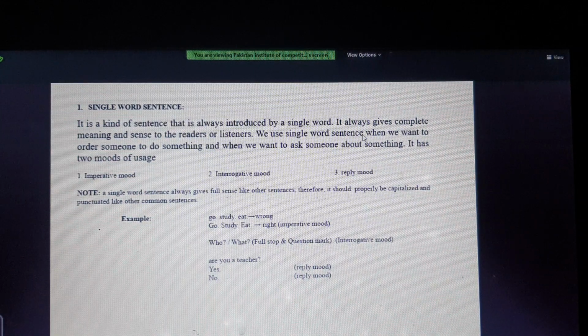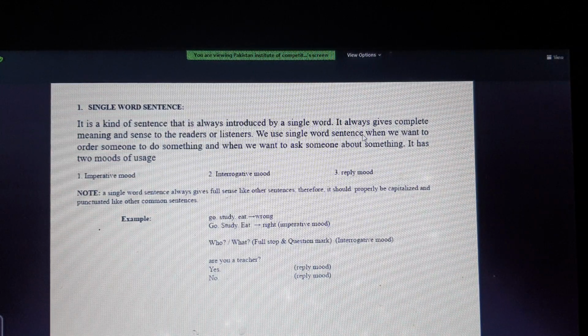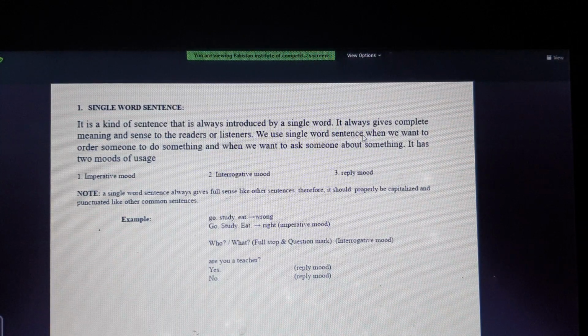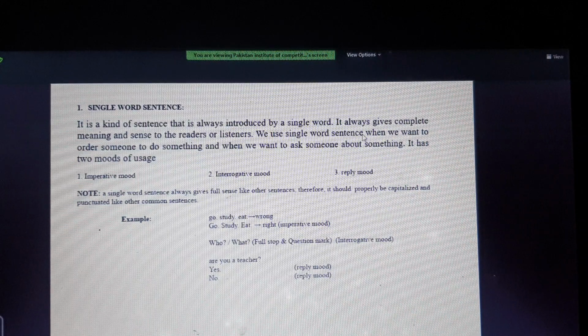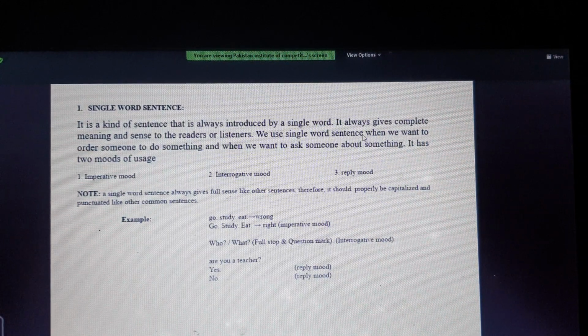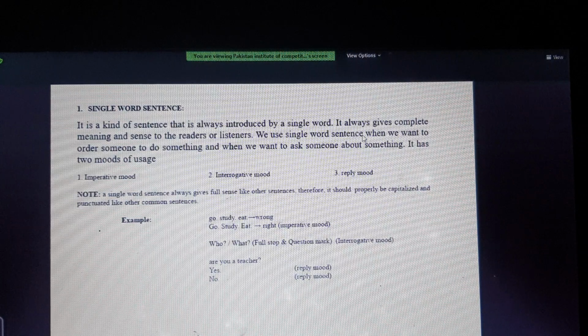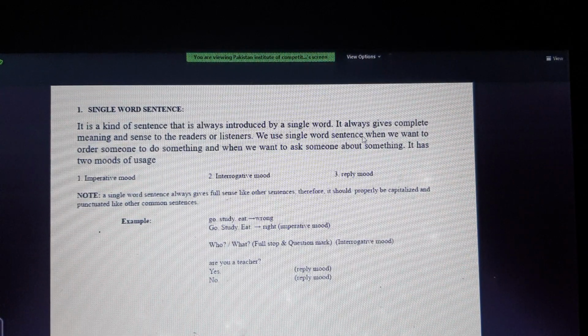That is, I say that we have sentences which can be called single word sentences. सिंगल वर्ड सेंटेंस से मुराद कौन से सेंटेंसेस? सिंगल वर्ड से मुराद वो सेंटेंसेस जो हमेशा एक ही वर्ड से इंट्रोड्यूस हो. Single word sentences are those sentences which are always introduced by a single word.